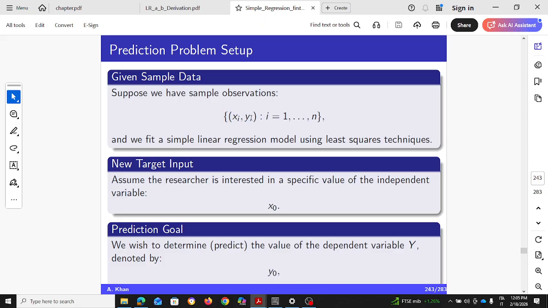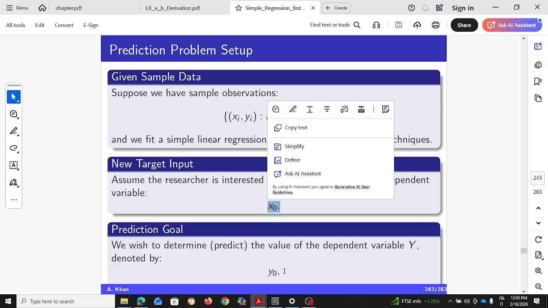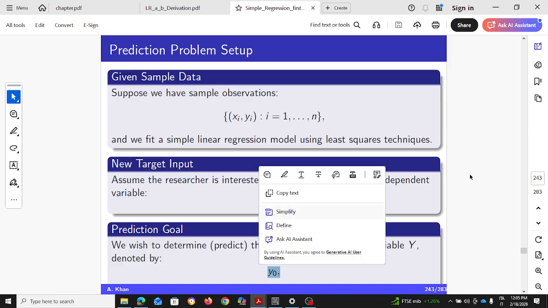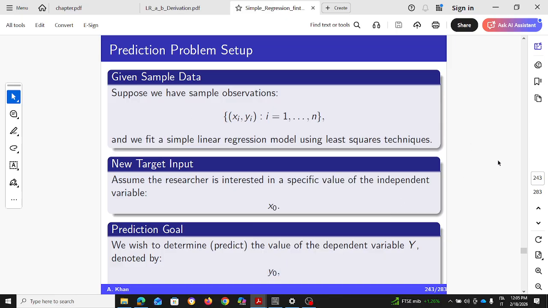Suppose that we have a sample of observations, we fit our linear model, and now our target is what? We have a new entry, a new observation, and we want to predict this new observation. The new observation is x0, and its prediction, its output, is y0. Okay? This is our data.